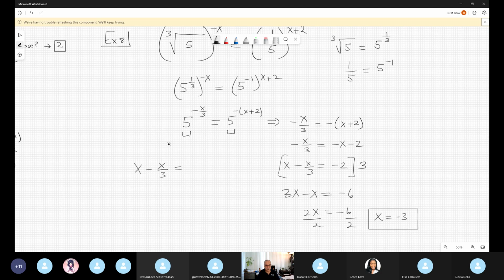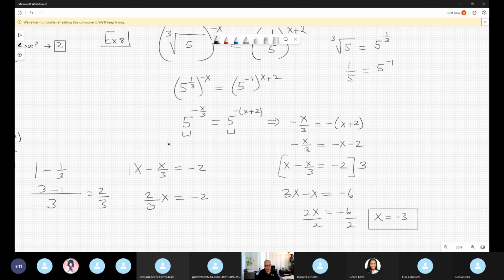How? Well, this is 1. This is 1. Coefficient here 1 minus 1/3. Okay, LCD is 3. This is 3 minus 1. 3 divided by 3 is 1, and 1 divided by 3 is 1/3. Subtraction is 2/3. So 2/3 x equals minus 2.